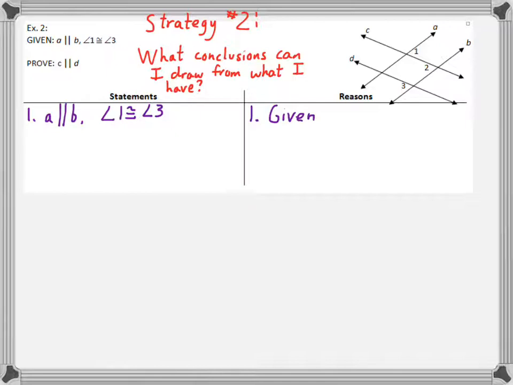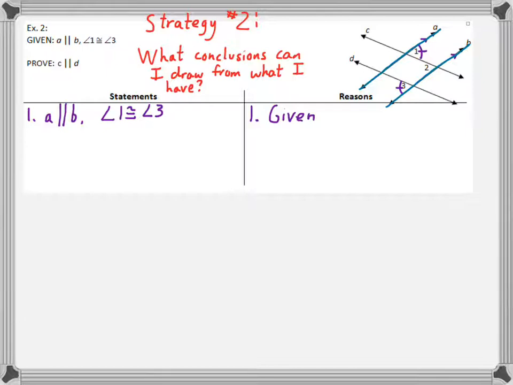Alright, so let's walk through it. I'm going to go ahead and draw the given information on the picture. I know that lines A and B are parallel, so I'll add the two little arrows. And I'll also go ahead and mark that 1 and 3 are congruent. Okay, so now I need to think, what conclusions can I draw from the information I already have? Well, the information I already have is that lines A and B are parallel.